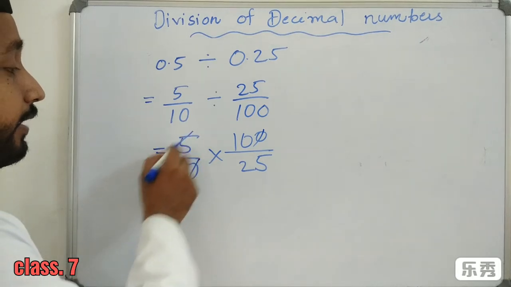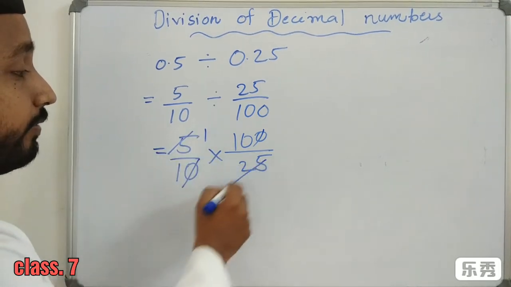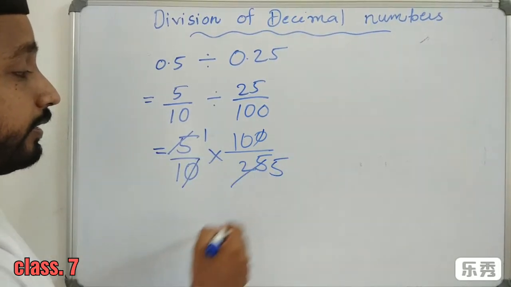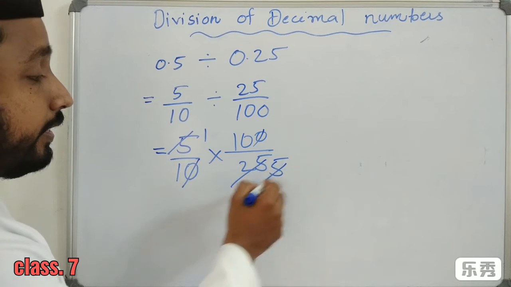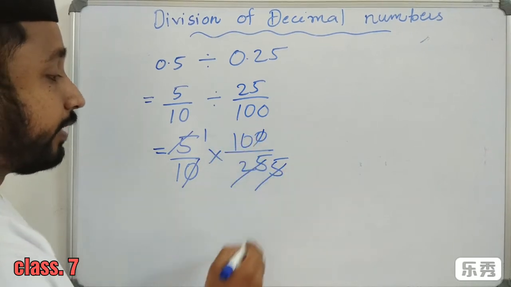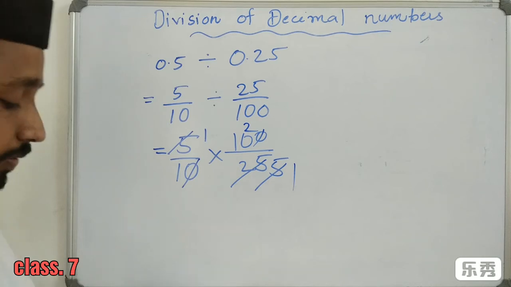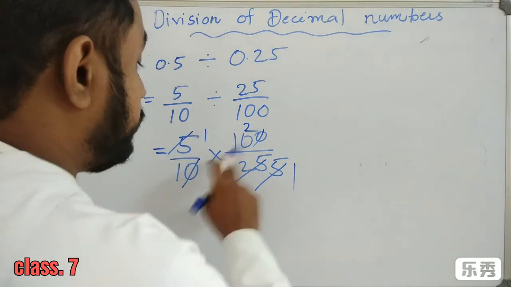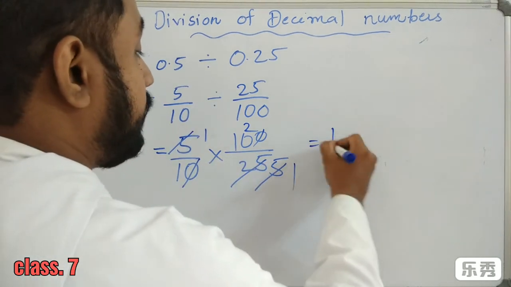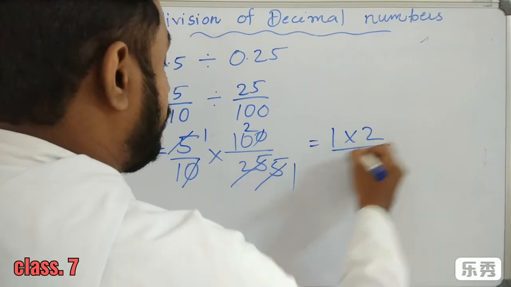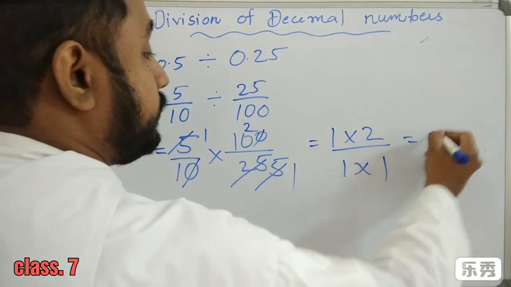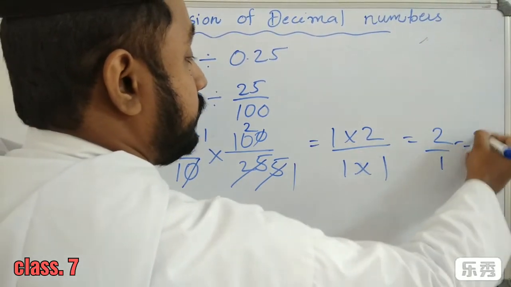Then here 5 one time, 5 times. Then again 1 with the 10 and 5, that is 2 times, 1 times, that is 2 by 1. We got 1 into 2 by 1 into 1, which is equal to 2 by 1, which is equal to 2.